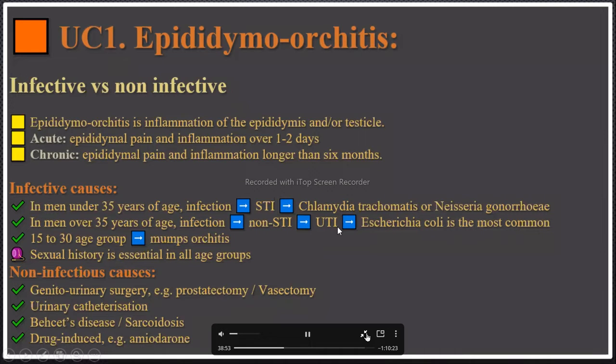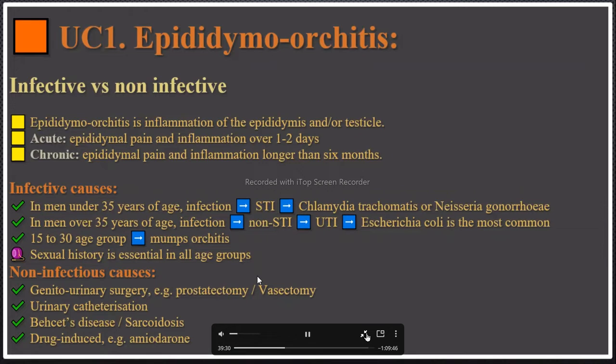And any UTI, think about Escherichia coli. What about 15 to 30? You think about mumps orchitis. Okay. You will take a sexual history in all age groups. So if the patient comes, whatever, from 15 up to 35 or more, you have to take a sexual history to exclude what? Sexually transmitted disease. Yes.